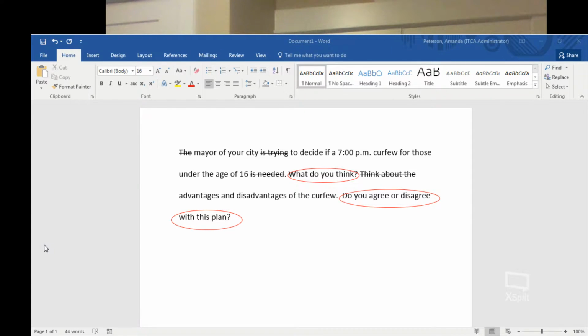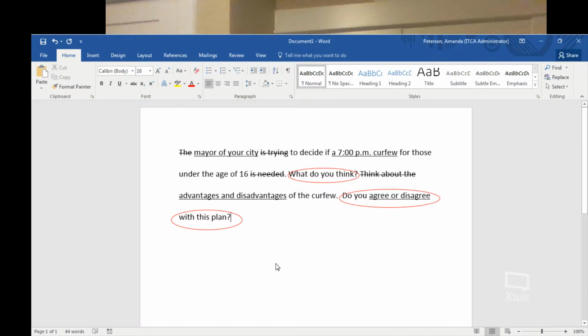Okay, step 4 is to underline keywords or phrases. What do you think is going to be important? So if it were me, I think a 7 p.m. curfew is crucial. I think advantages and disadvantages is crucial. The mayor of your city, I think, is crucial because that's also going to say who you're writing it to. And I really think, do you agree or disagree? So I'd underline agree or disagree because that's going to be important to what's going on.